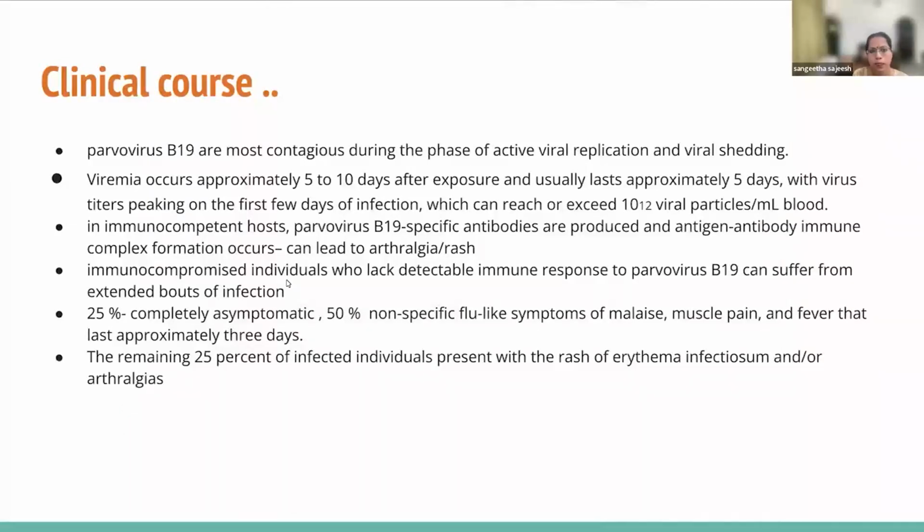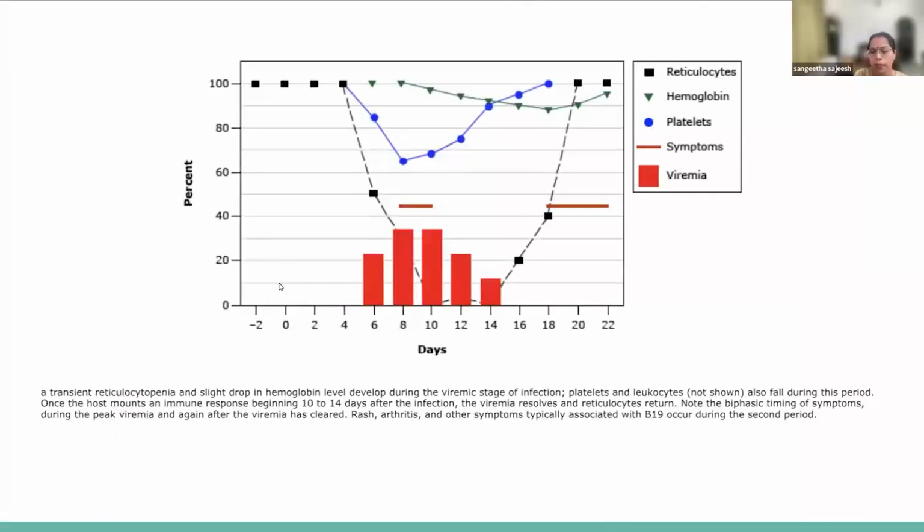So Parvovirus B19 infections are most contagious during the phase of active viral replication. Usually, the viremia lasts for 5 to 10 days, and immunocompetent patients may not have much symptoms except for a flu-like illness. 25% of patients will be completely asymptomatic, and another 25% may have some arthralgia and arthritis, which may also be self-limiting.